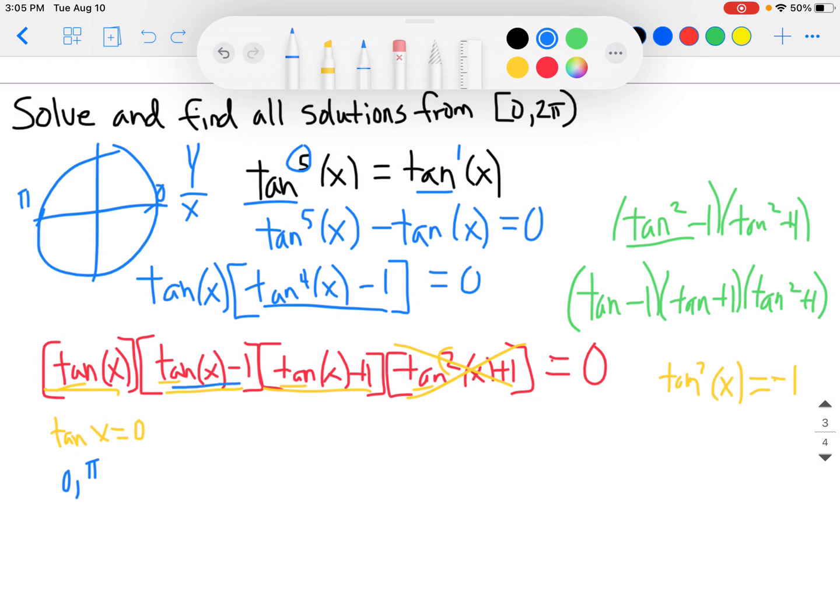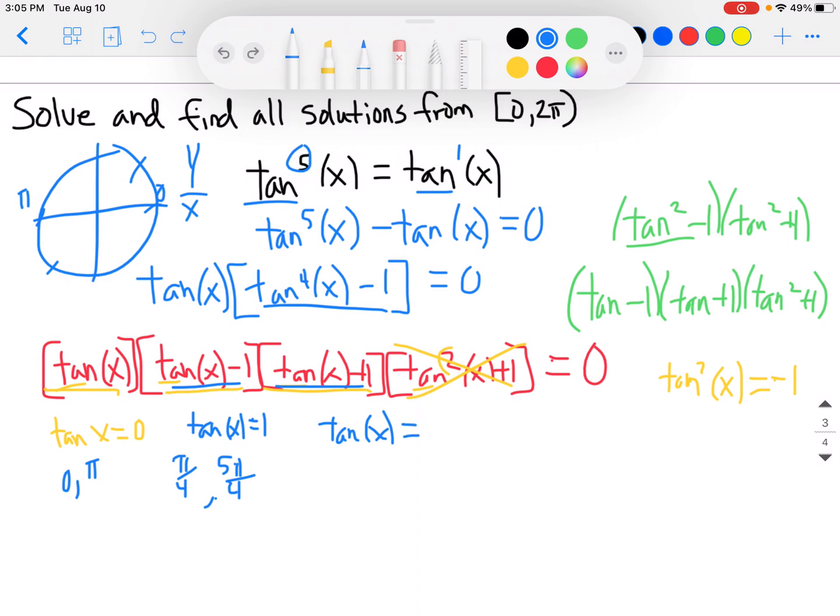Now I want tangent to be 1. So this one's going to be tangent of x equals 1. And so tangent of x would be 1 here and here. So that's going to be pi over 4, and that's going to be 5 pi over 4. Cool. And then similarly, I want tangent of x to equal -1.